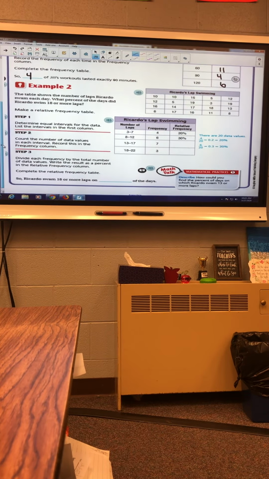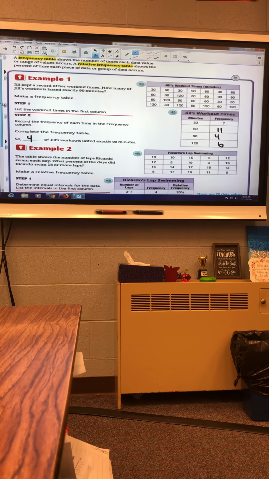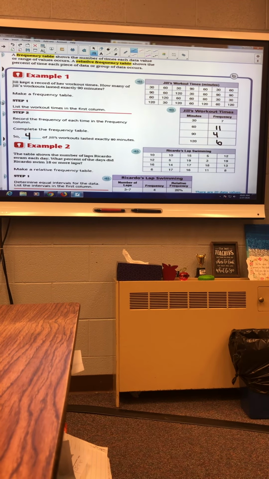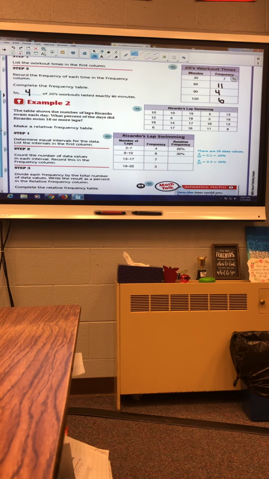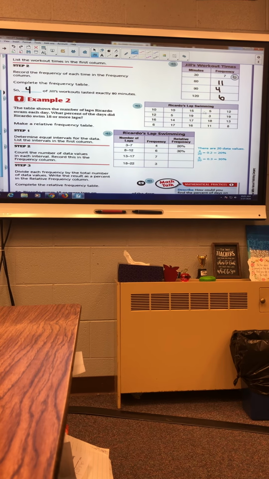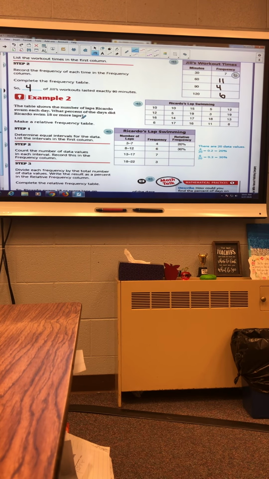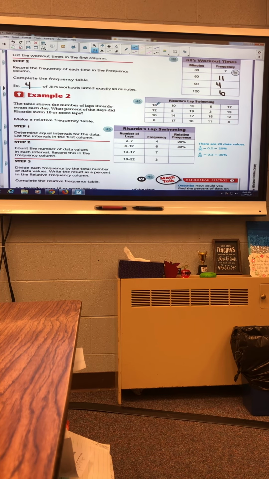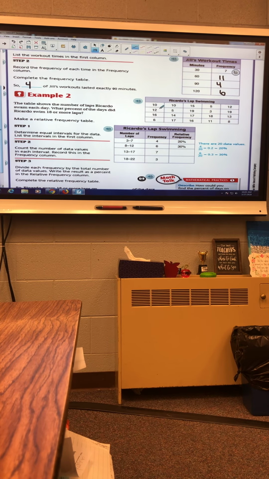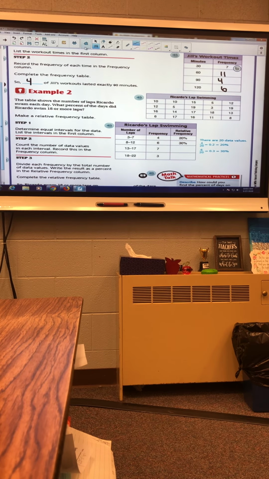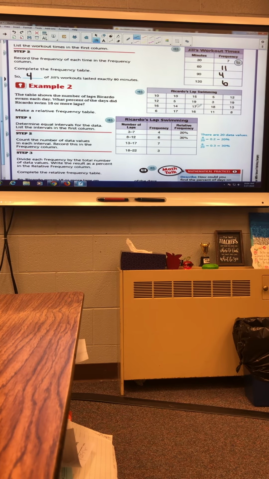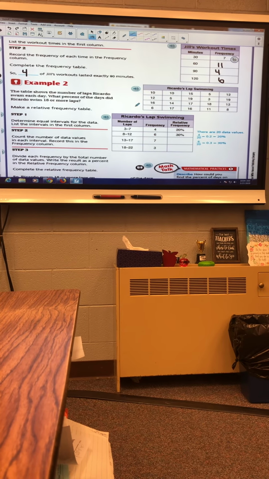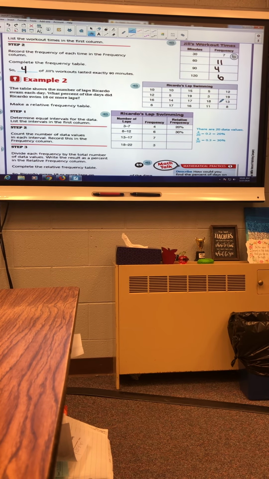Now we are gonna look at relative frequency. And relative frequency shows the percent it will occur. So we have another set of data. We have Ricardo's lap swimming. So there are 20 observations, and each observation shows how many laps he swam in that day. So the important question that we want to find out is what percent of the days did Ricardo swim 18 or more laps? Okay, so first I'm going to do a frequency table.